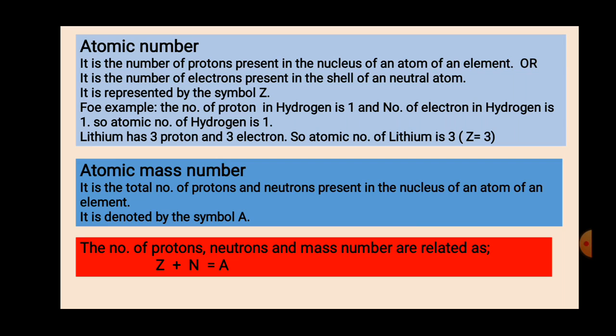Okay, now what is the meaning of atomic number? Atomic number is nothing but the number of protons present in the nucleus of an atom. Or, since an atom is electrically neutral, it is also equal to the number of electrons.